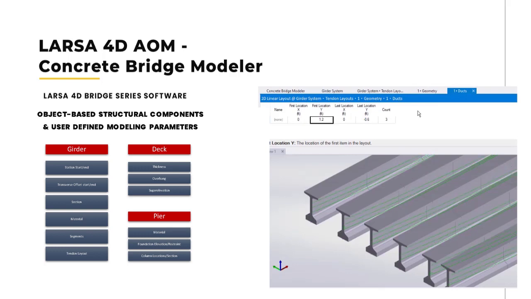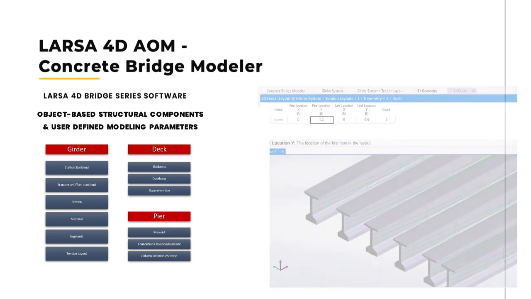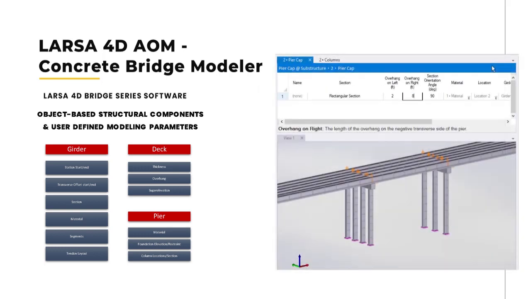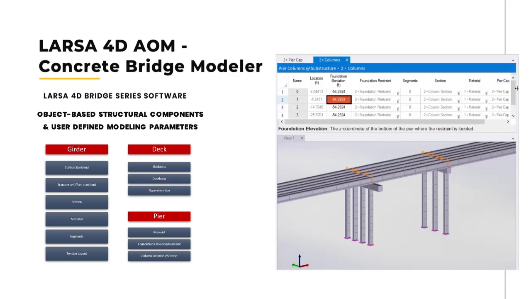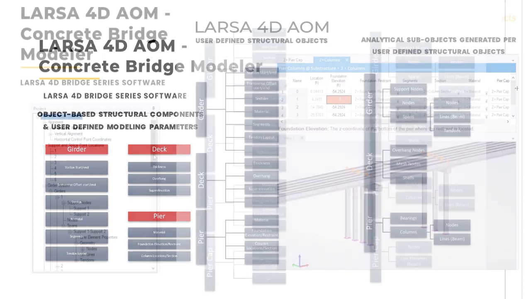3D object-based structural components. High-level object models are generated by using girder, deck, and substructure parameters, which are automatically processed by the AOM system to create a companion analytical model based on the object model definition.